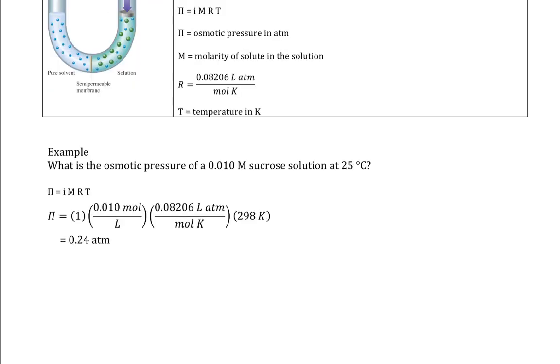So here's an example. What is the osmotic pressure of a 0.010 molar sucrose solution at 25 degrees Celsius? Okay, so we have our equation. Pressure equals ImRT. I is 1 for this molecular solid, sucrose, times 0.010 moles per liter times R, times 298 Kelvin, 25 degrees Celsius. And we end up with units, except for atmospheres, canceling out, and the number is 0.24 atmospheres.